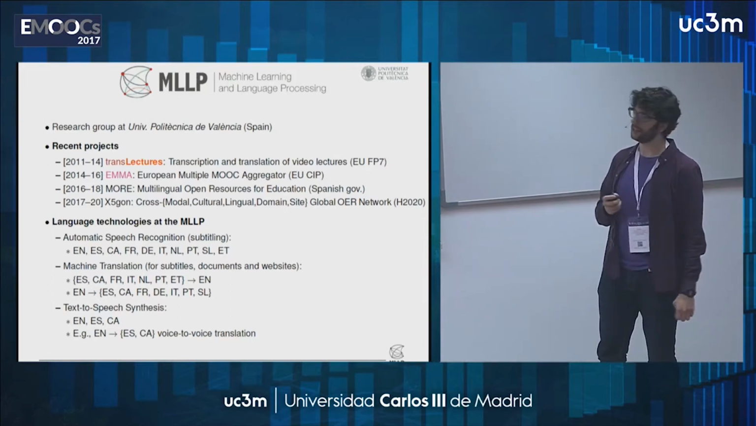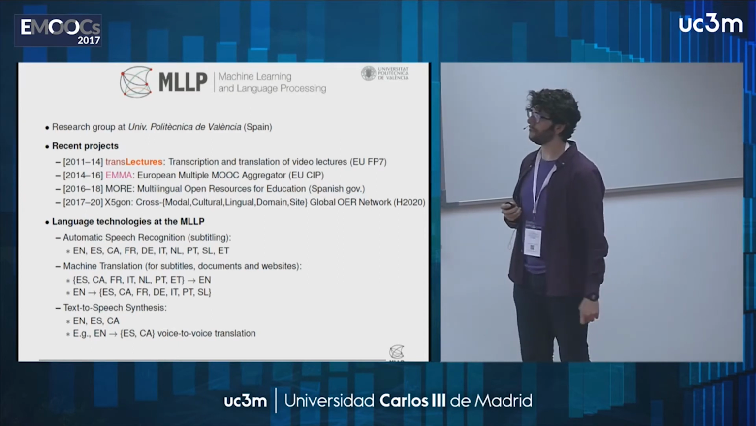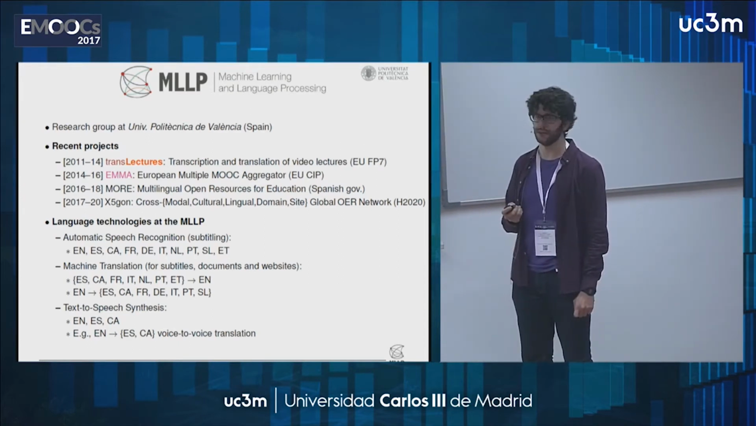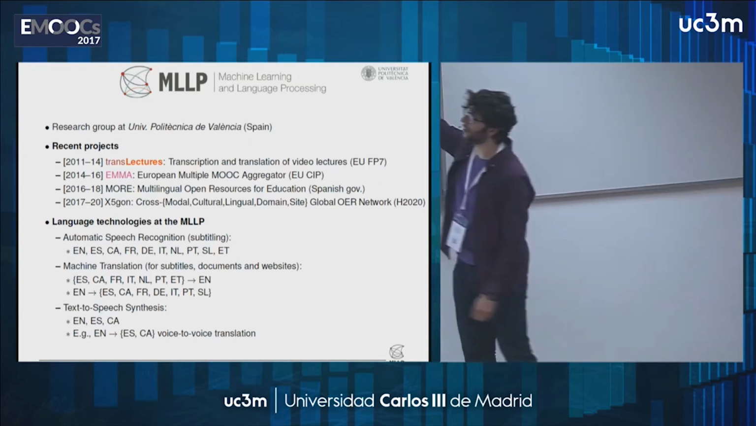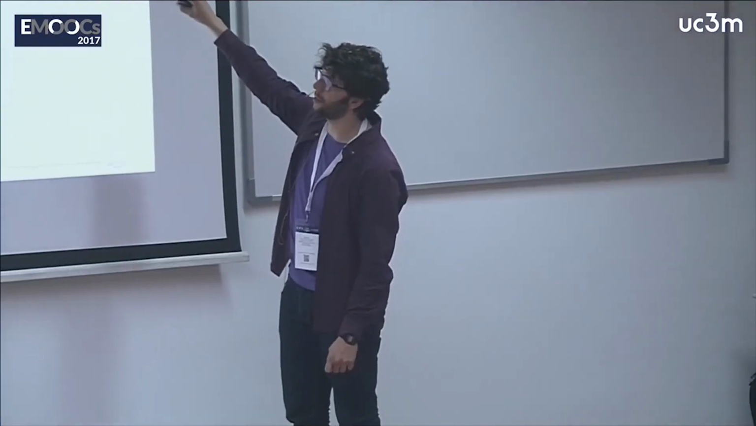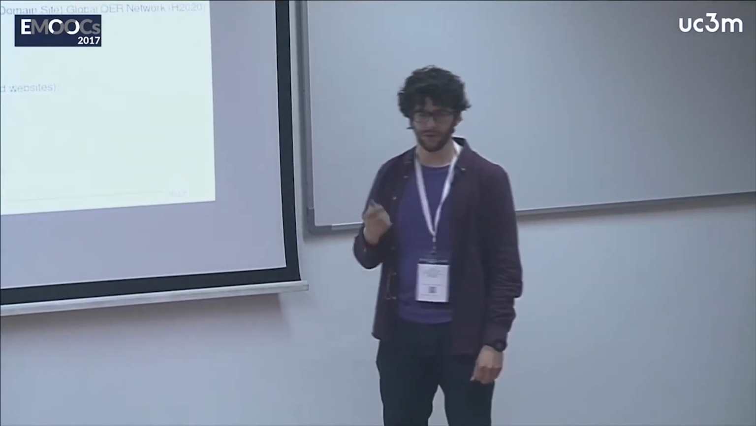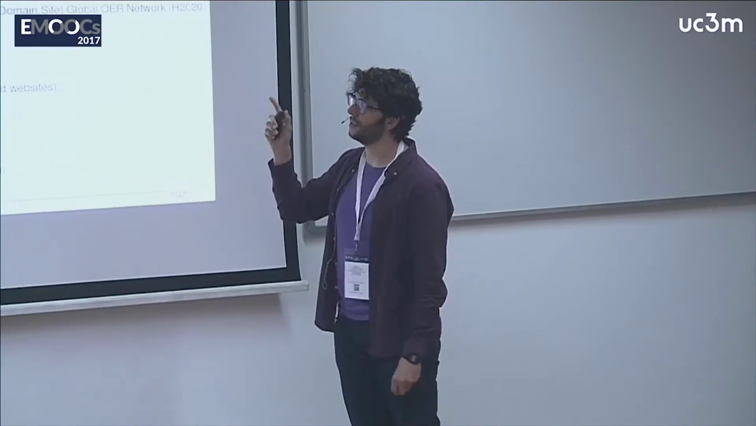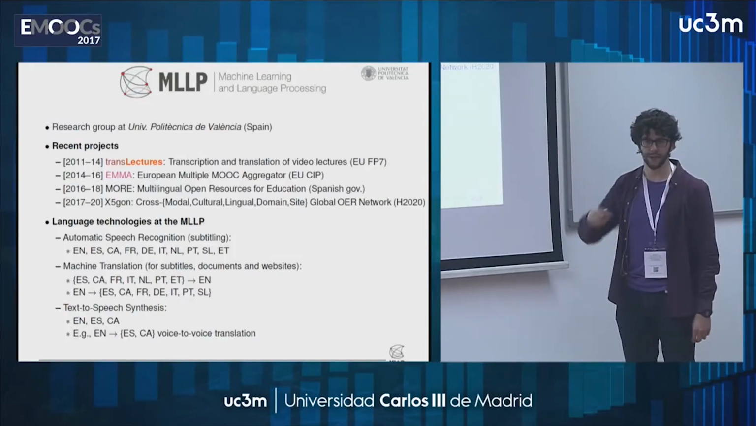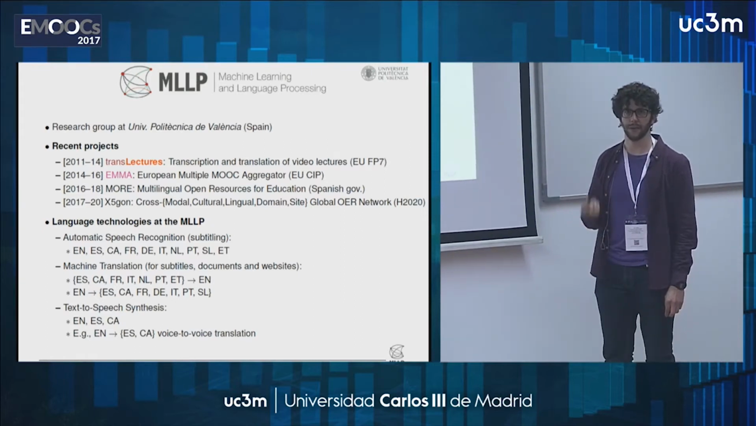We're a research group at Universitat Politècnica de València, and one of our main lines of work is language technologies for education. And these are some of our most recent projects. The first two are European projects that are completed already. In Translectures, we developed most of the state-of-the-art technology that we are using nowadays. And in EMMA, we actually applied that in collaboration with 8 universities from around Europe, from 7 different countries, working with 8 different languages.